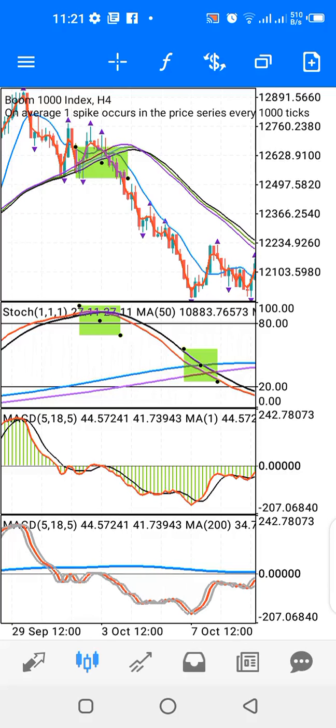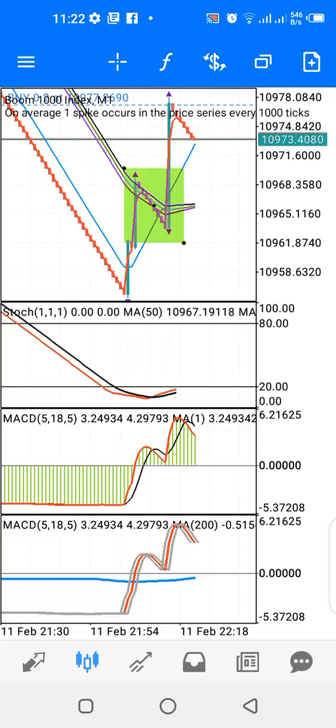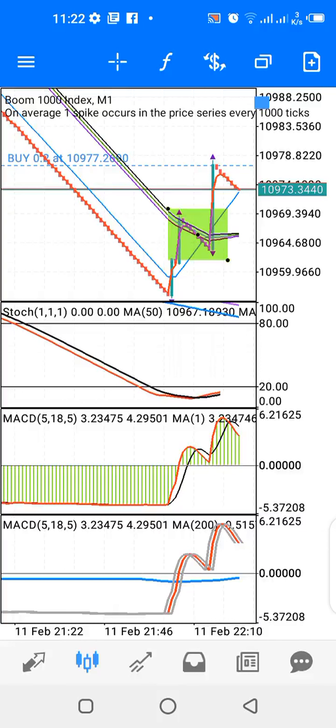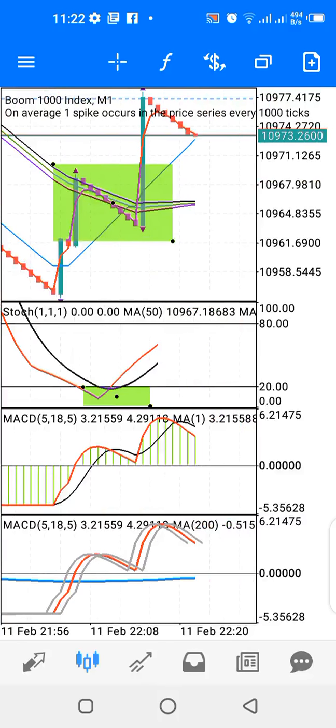All right, let's look at how it works on the 1 minute time frame indicator window 1. How we can apply the signal on indicator window 1 on the 1 minute time frame. Let's go to the 1 minute time frame. Now this is the 1 minute time frame. We have a buy signal here as the red line crosses above. If I zoom in, you can see the red line crossing above the black line to give us a buy signal.